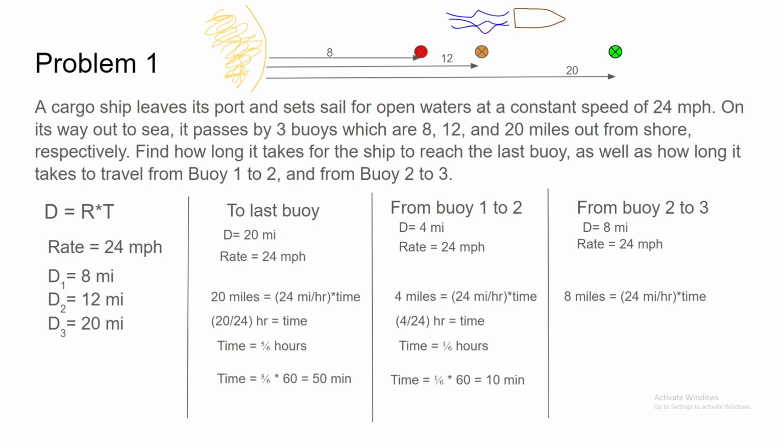8 miles is equal to 24 times our time. Go ahead and divide both sides by 24 once again. Simplify that down, and we get 1/3 of an hour is equal to our time. And lastly, of course, we're going to multiply that by 60 to get a time of 20 minutes.